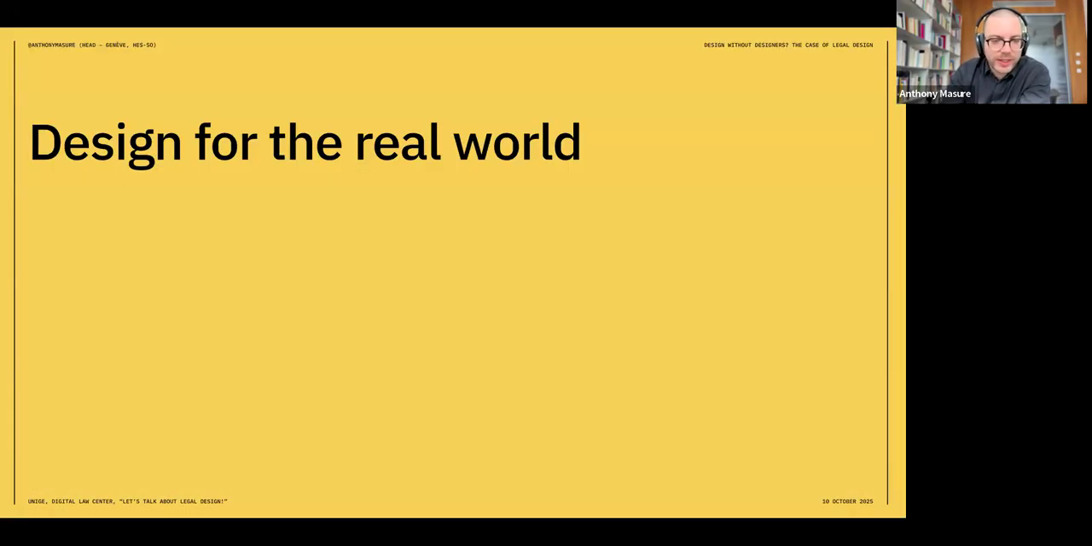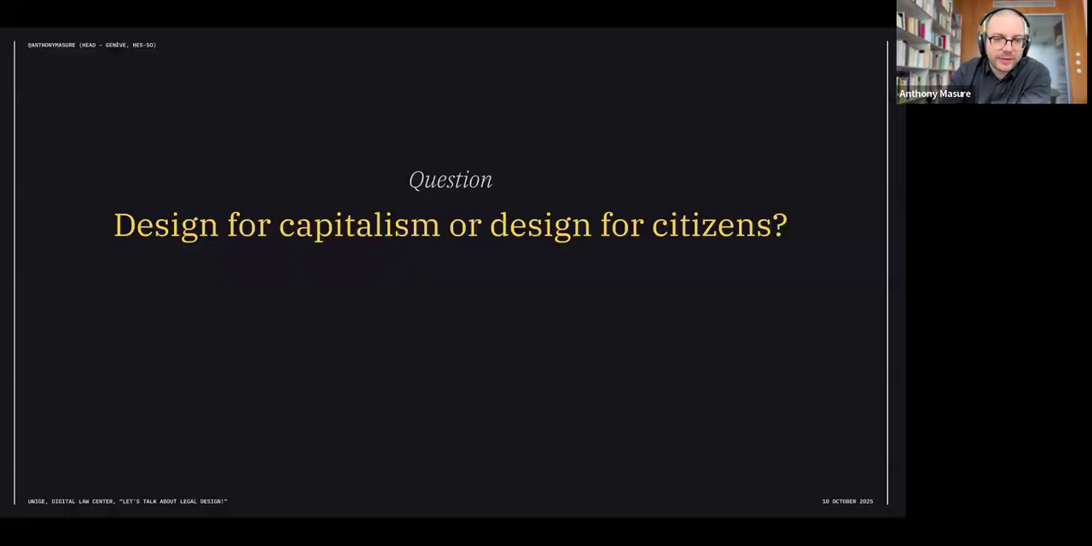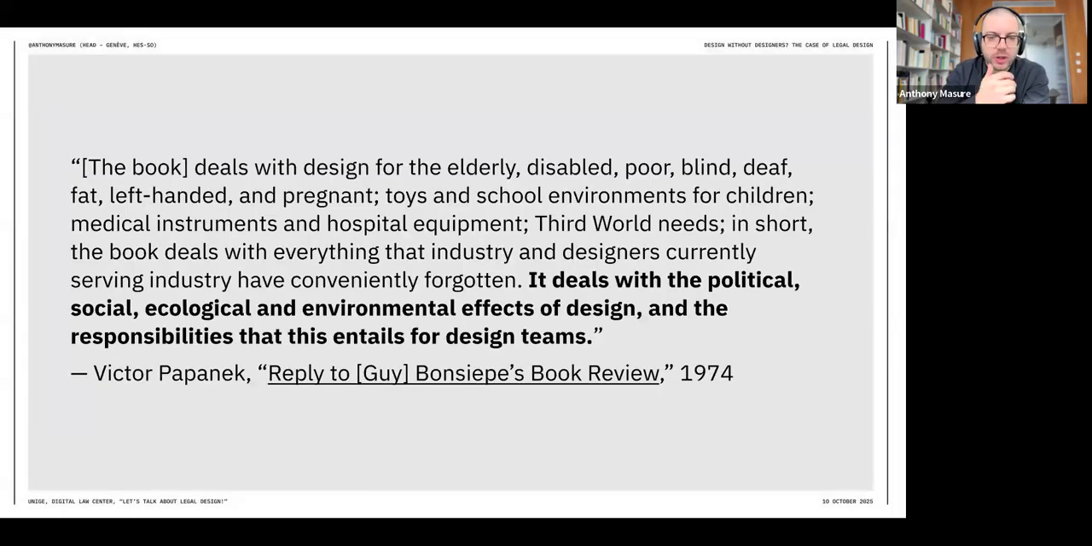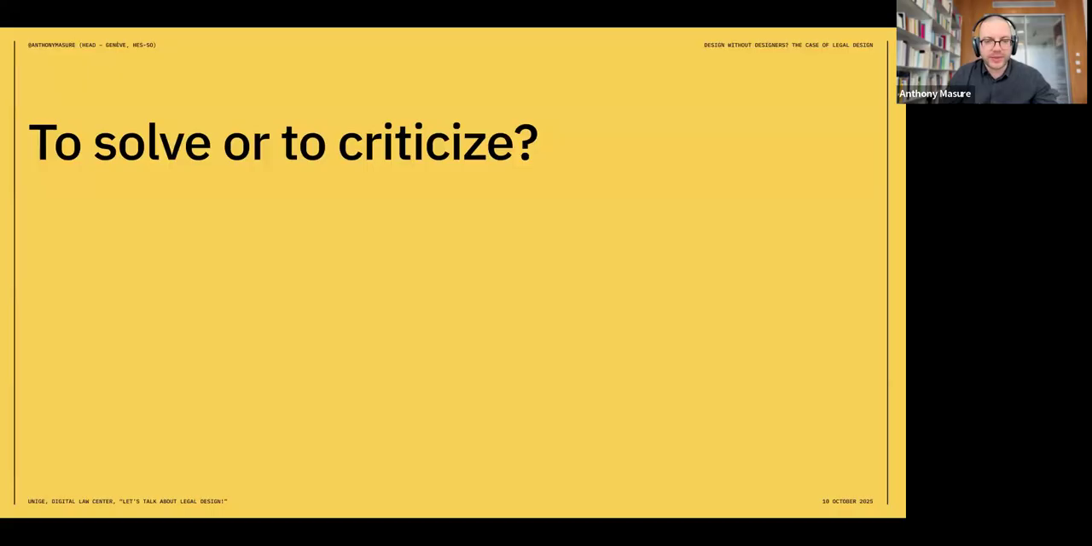Another text about accountability and design is from Victor Papanek, in this old text from the 70s, where the author wonders if design is for capitalism or for citizens. For him, it should be for citizens. This text is very famous among designers. It's called Design for the Real World. It was republished recently. It was out of print, unfortunately, but now you can read it in French also. For Victor Papanek, design deals with the political, social, ecological, and environmental effects and the responsibilities that fall to design teams. So it is the same kind of idea as Vilém Flusser.